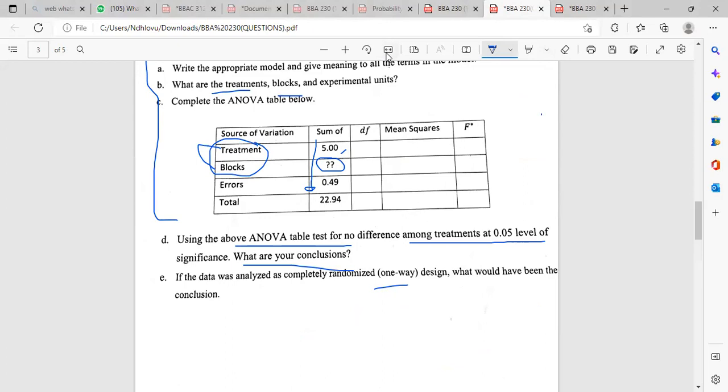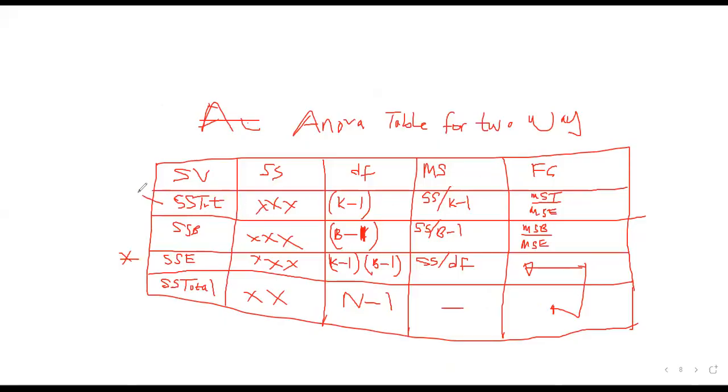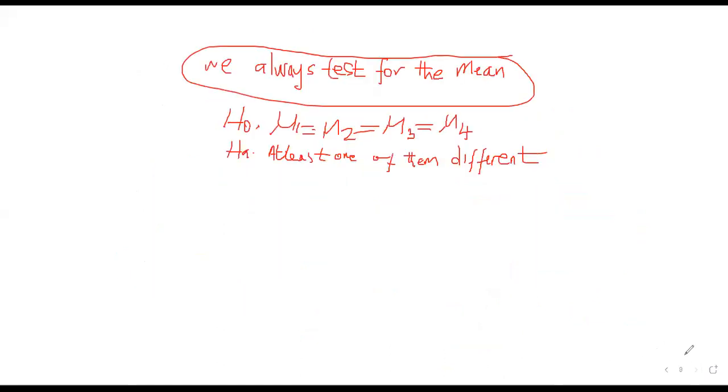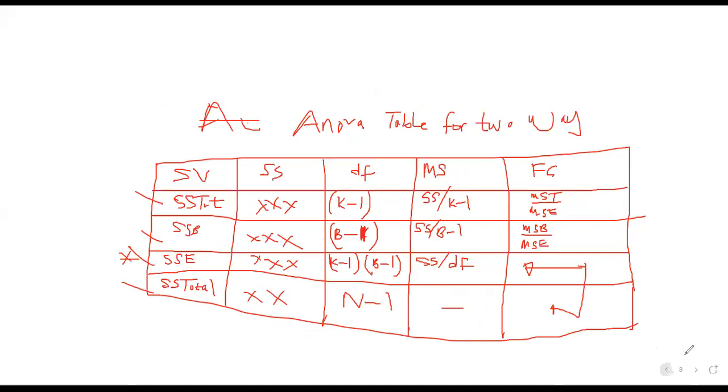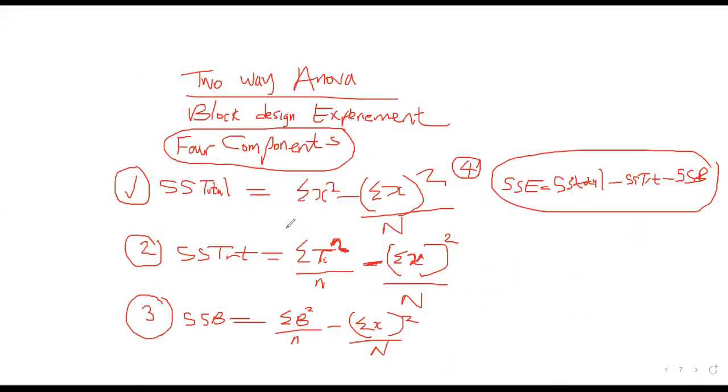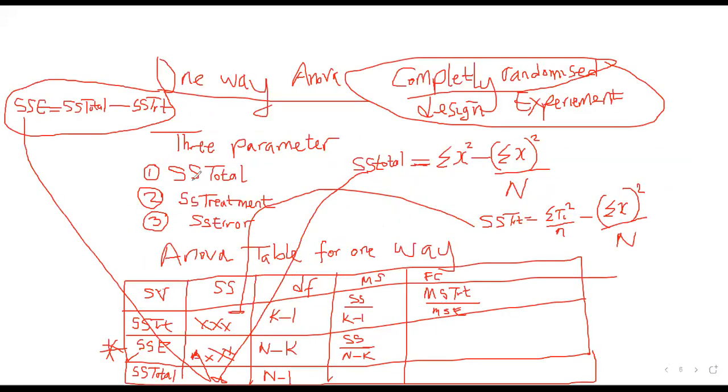I even mentioned the other time that for a two-way ANOVA, we have the treatments, the blocks, the error, and the total, because the two-way ANOVA actually has 4 components. So if all these 4 are there, then it's a two-way ANOVA. All right. Then a one-way ANOVA has only 3 parameters, which are the total, treatments, and error. Just these 3. So this is how you distinguish one from the other.